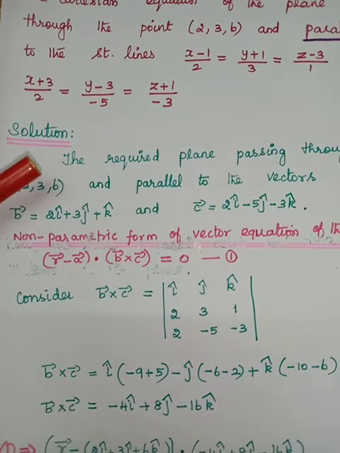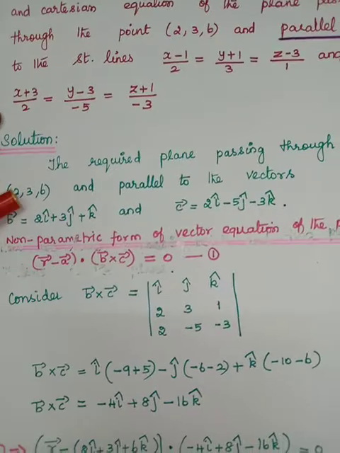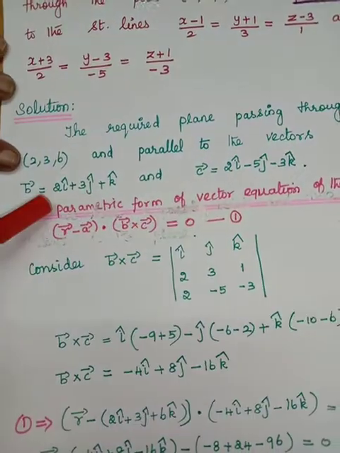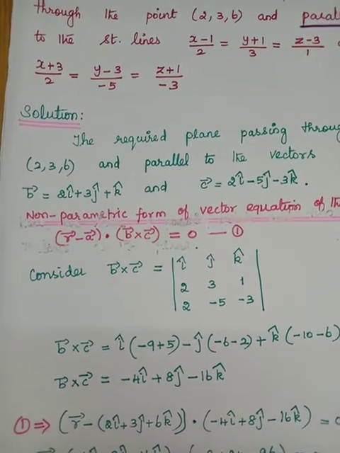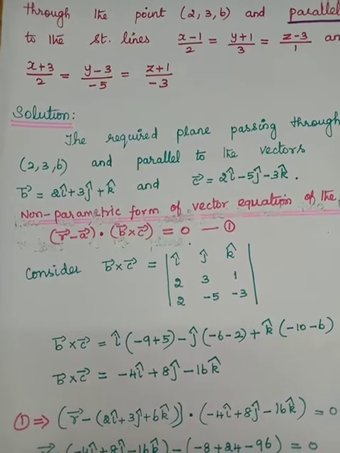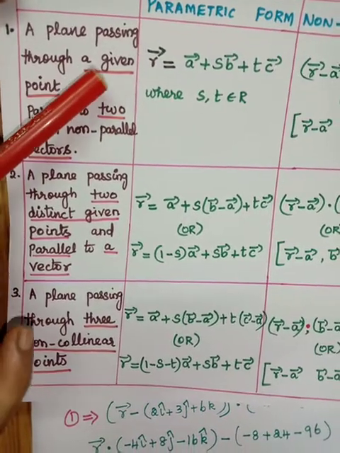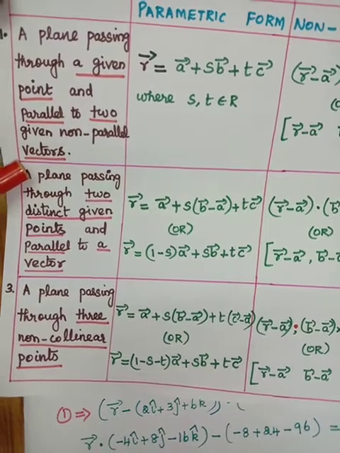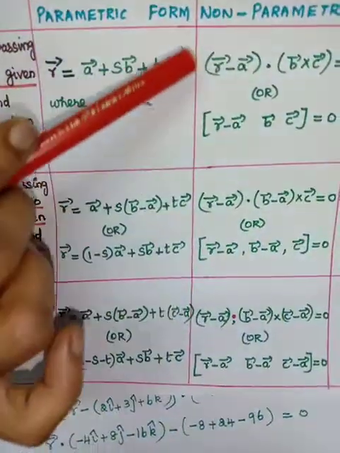So now for the required plane, how is it? It is passing through one point and parallel to two vectors. So which formula do we have to use? We have to choose the first one: one passing point and parallel to two given vectors. The parametric form is this and the non-parametric form is here.